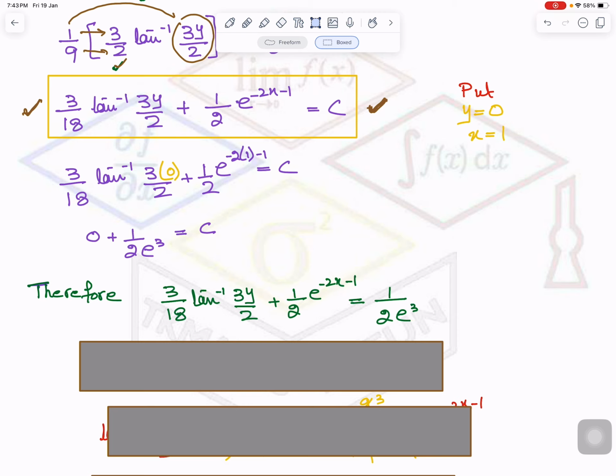And now because we are solving for differential equation, I will make y separate, x separate, right? So what will I do? See here.